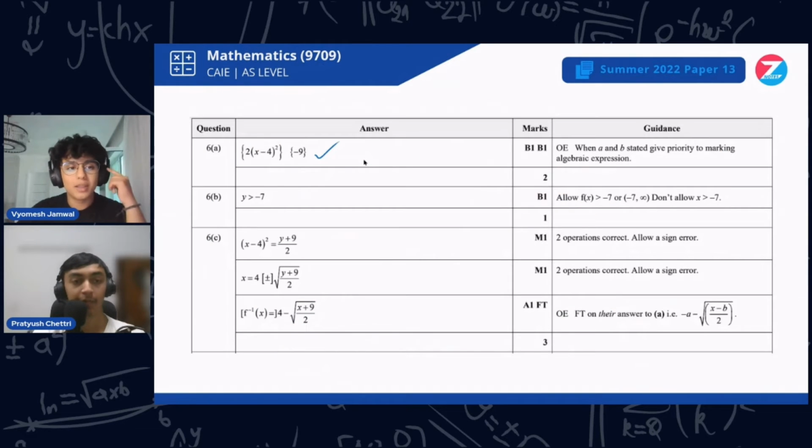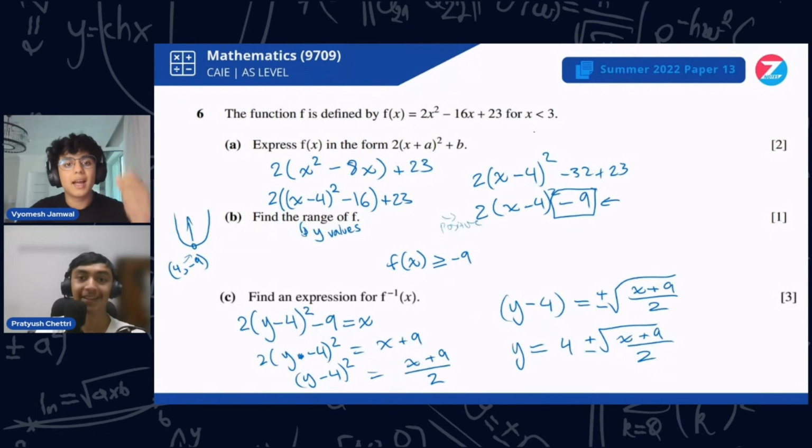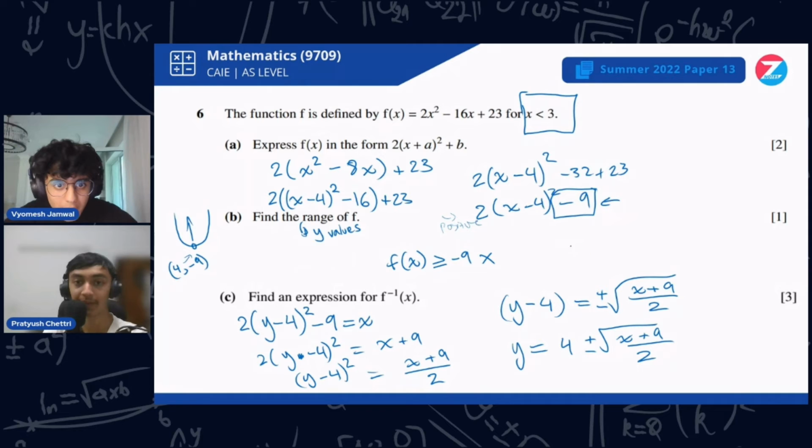Also, there's one thing I did not check. Can you go back to the previous slide? It says, yeah, we missed the domain. The domain is less than 3. So if we consider that, let's actually see. If the domain is less than 3, then we also have to find the range, what it could be, right? Oh yeah, it's written, we already did that. The range of the function is more than or equal to -9, right?